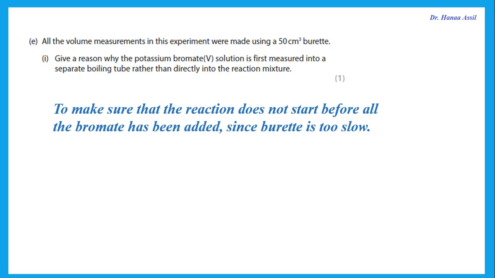putting the 50 cm³ in a separate boiling tube, and then when we're ready, we mix the boiling tubes together and start the timer, to make sure that the reaction does not start before all the bromate has been added, since using a burette, the process is slow.